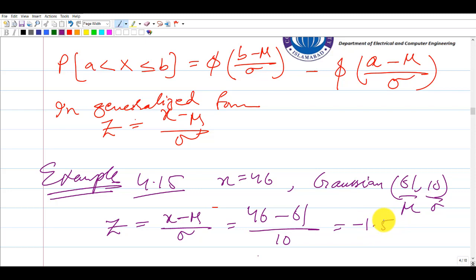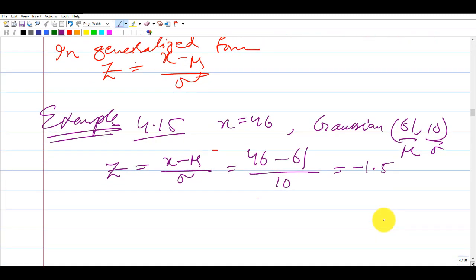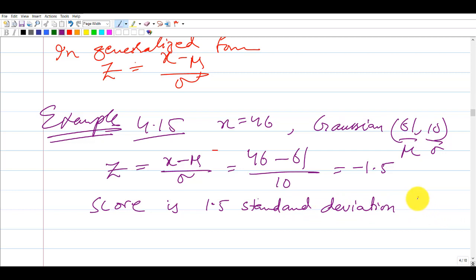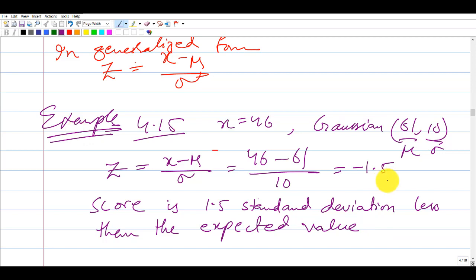So what does it mean actually? Because it is a negative number, it simply means that the score is 1.5 standard deviations less than the expected value, or the mean value. So this transformation will give us the numbers in the form of how many standard deviations the data is away from the expected value. If it is positive, it is higher. If it is negative, it is lower than the expected value.